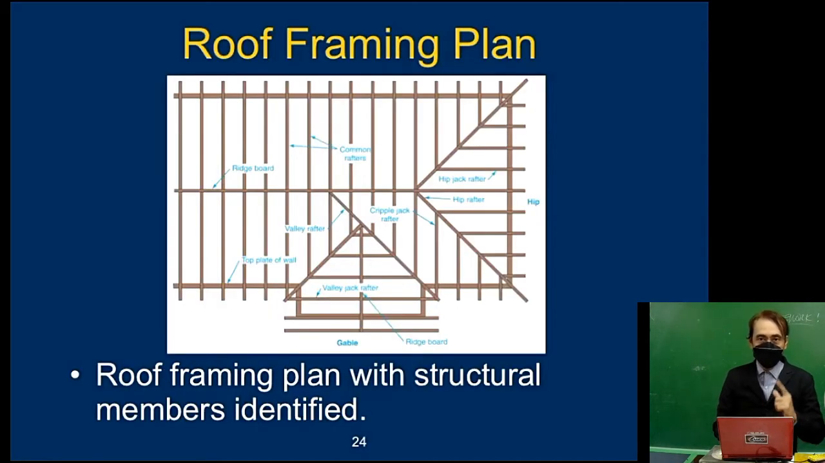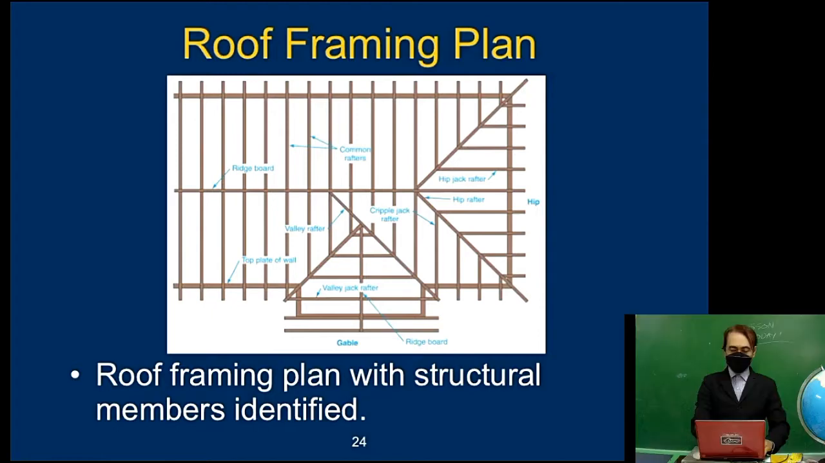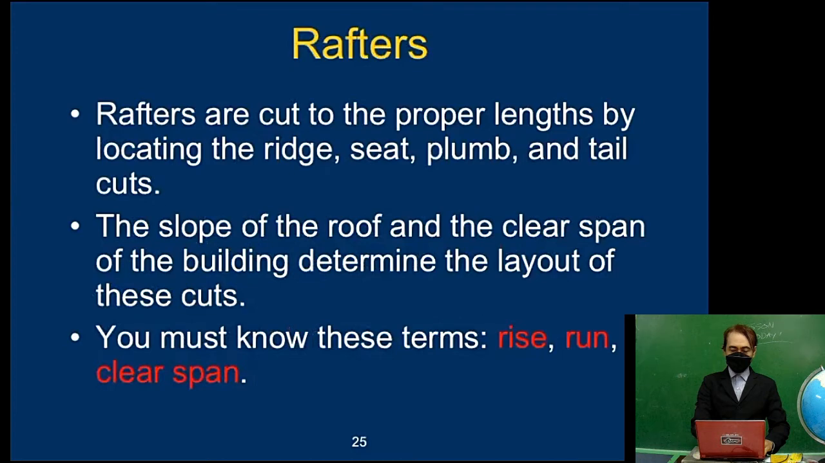Here is a roof framing plan using rafters. Roof framing plan with structural members identified. Rafters are cut to the proper length by locating the ridge, seat, plumb, and tail cuts. The slope of the roof and the clear span of the building determine the layout of these cuts.